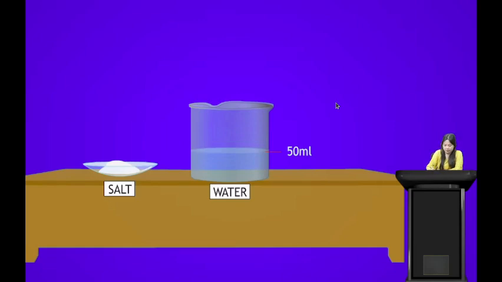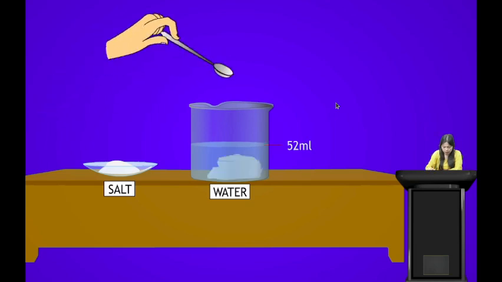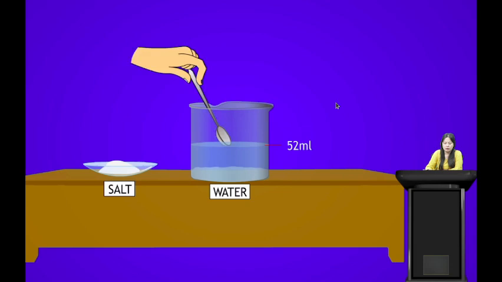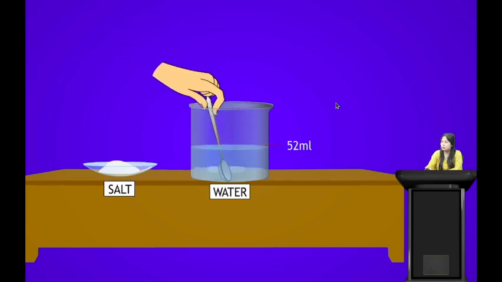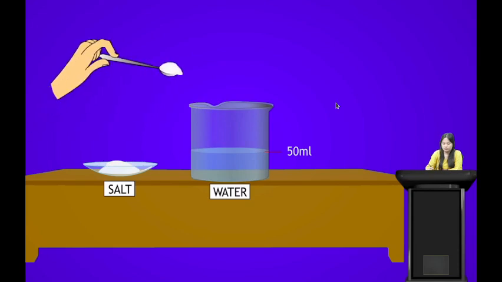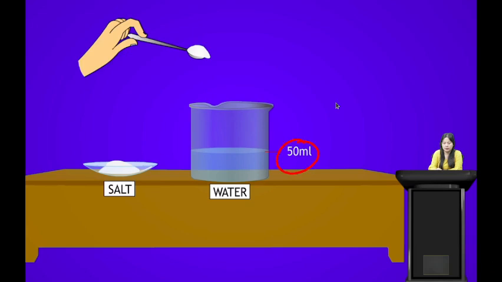Now let us take this example again. Water in a beaker, 50 ml. Now add 1 spoon of salt into the water. The volume increases to 52 ml, but when it dissolves, the volume decreases to 50 ml again. Yes students, we have discussed this in our previous chapter. It is because there are spaces between the particles of water. Now let us add another spoon of salt. Again it increases to 52 ml, but after dissolving the salt it decreases to 50 ml, the original volume, correct?